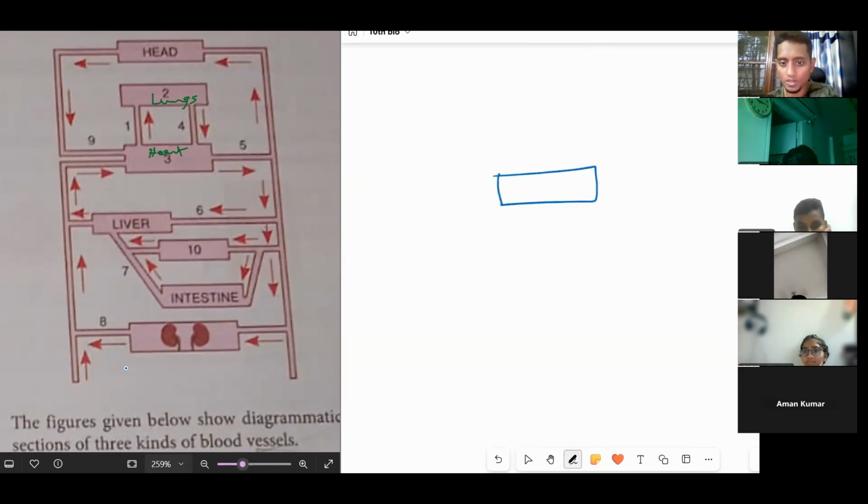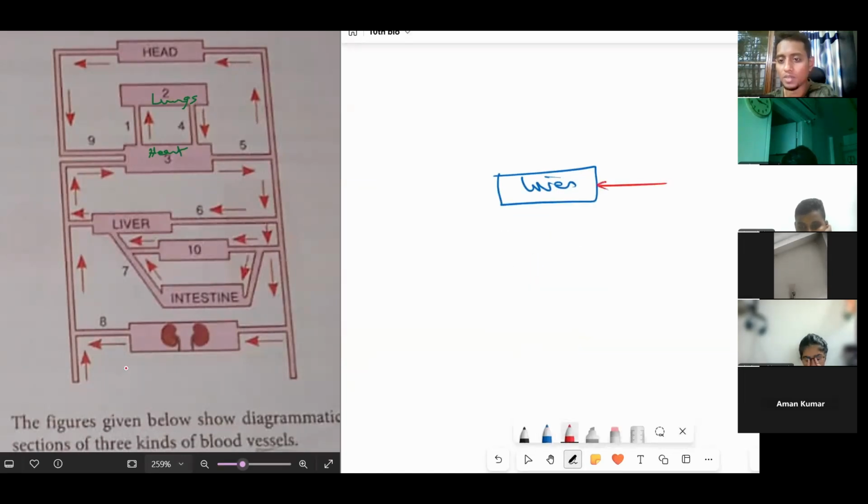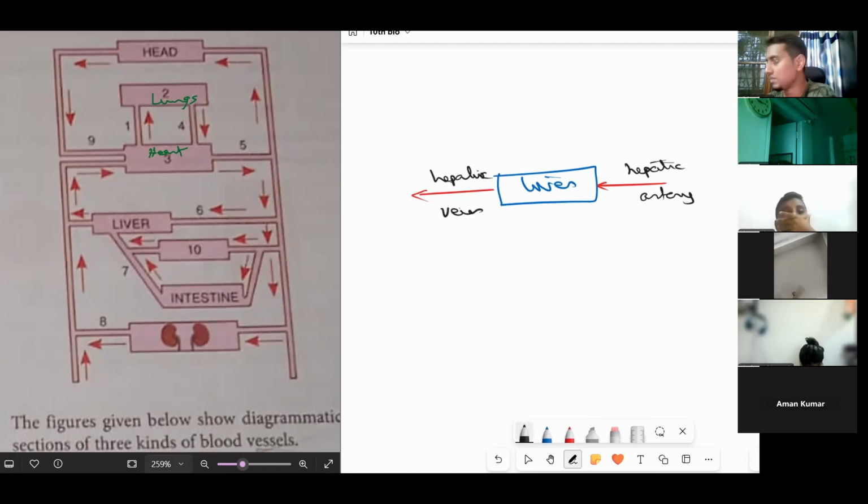See, this is your liver. There's a blood vessel that enters into your liver, and there's a blood vessel that exits your liver. The one that's entering into your liver is what? Hepatic artery. And the one that's leaving your liver is? Hepatic vein. Correct. This is simple and clear. Hepatic artery entering into the liver, hepatic vein leaving the liver.